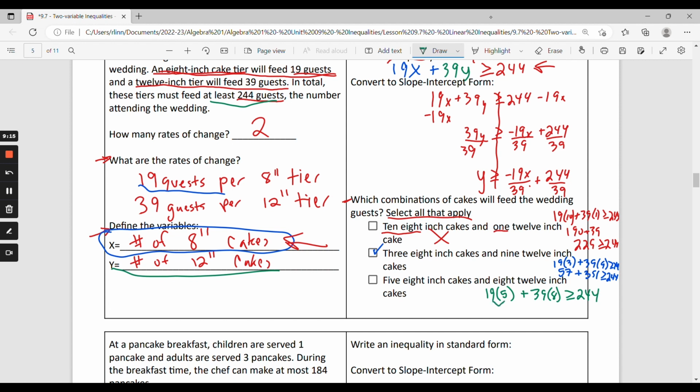Let's see, 19 times 5 is 95, plus 39 times 8 is 312, is greater than or equal to 244. Once again, I can see here that we're going to have over 400 pieces of cake here. 95 plus 312 is 407, is greater than or equal to 244. That's true as well, so we're going to say that our correct answers are the last two, and that finishes up our problem.